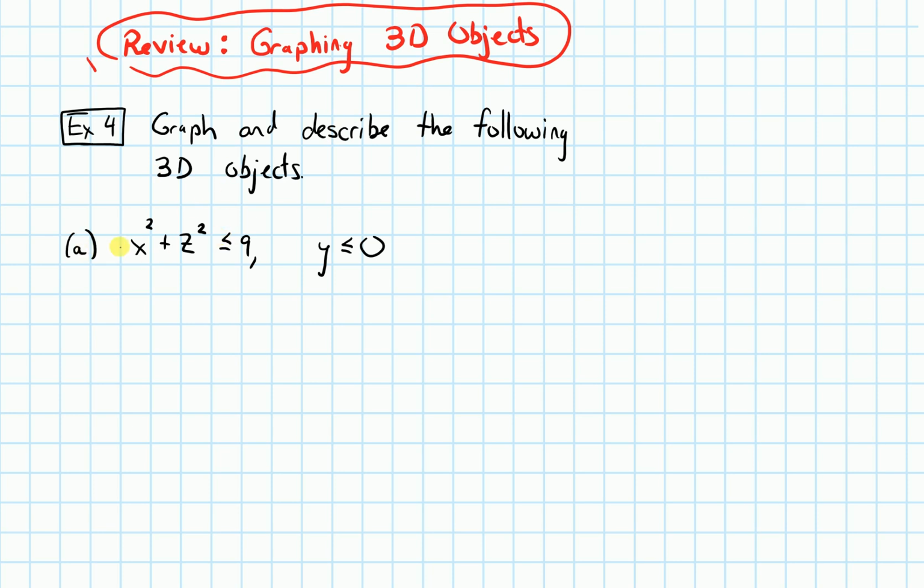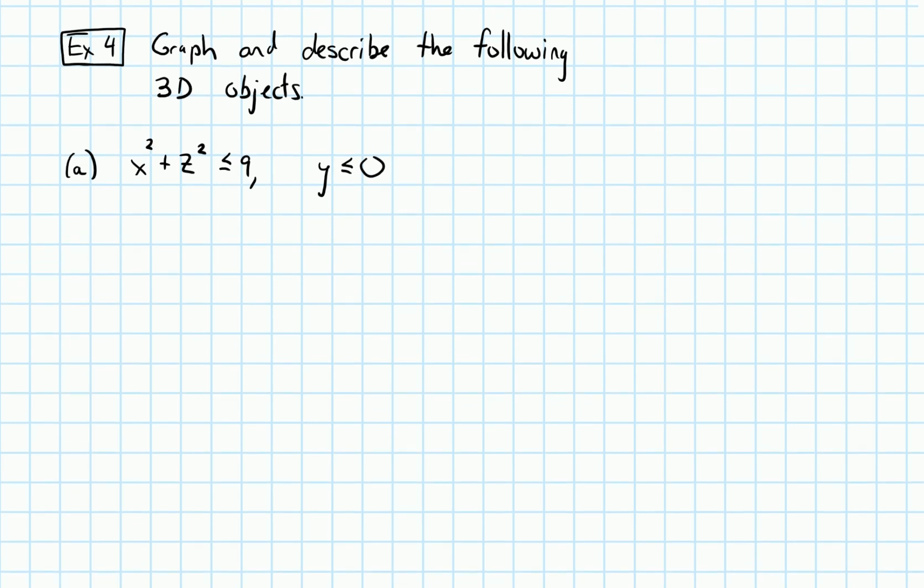So part A is we have x squared plus z squared is less than or equal to 9, along with y is less than or equal to 0. So we want to graph the object that's described by these two joint inequalities, and then describe it in words. Okay, so let's start by looking at this first inequality here. So we have x squared plus z squared is less than or equal to 9. There's two things I want to observe about this.